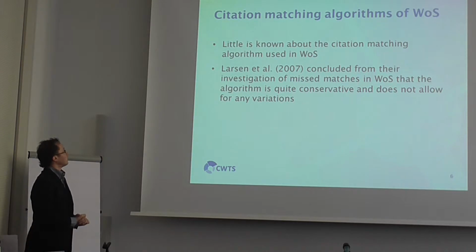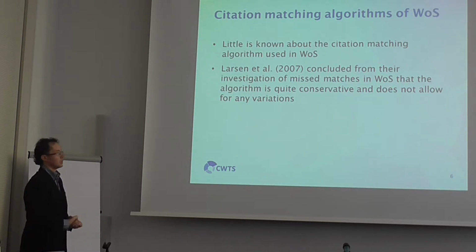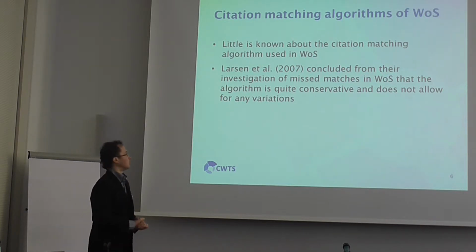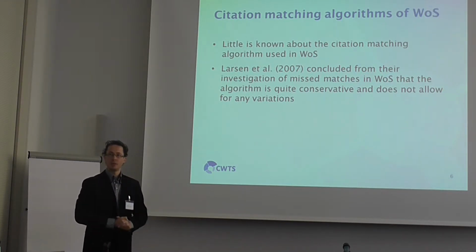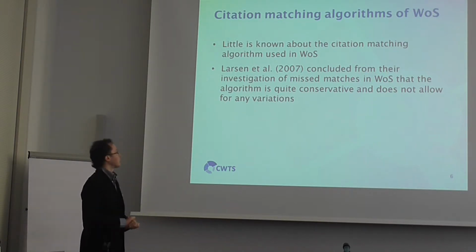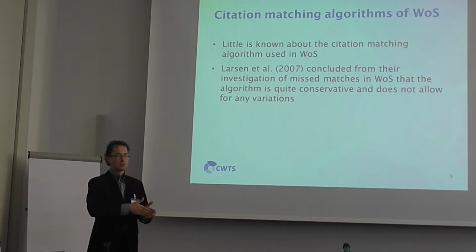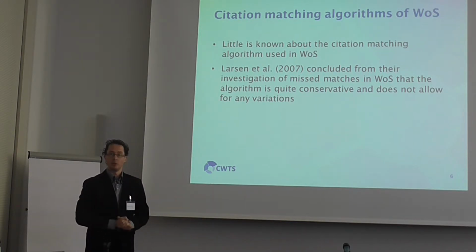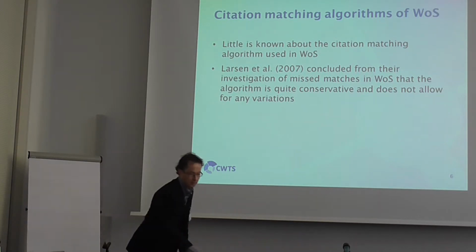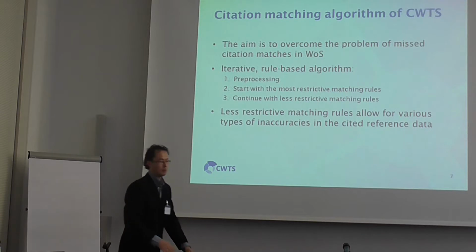Now, there is little known about the citation matching algorithm used in Web of Science, but as far as we can see it, and previous research have shown that Web of Science is probably using a quite conservative matching algorithm. So it is only making a match if there are no or almost no errors in the cited reference information. So it's a very strict matching procedure.